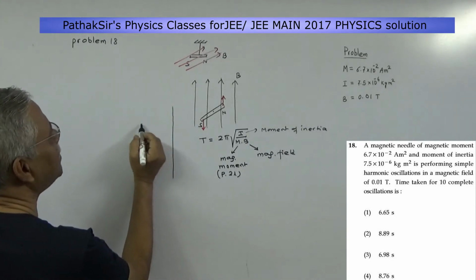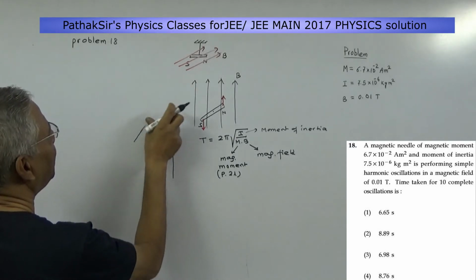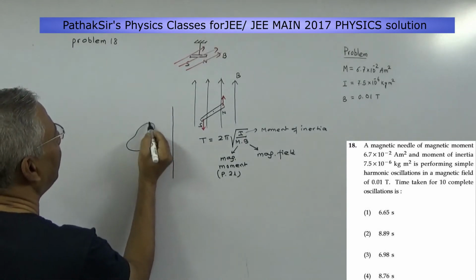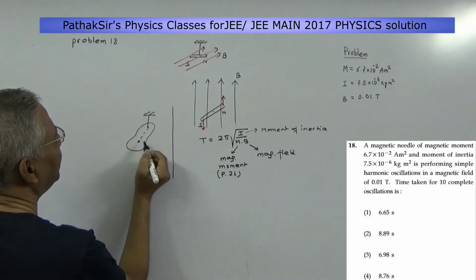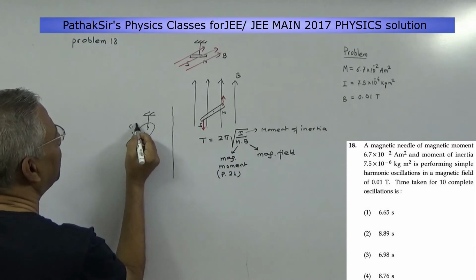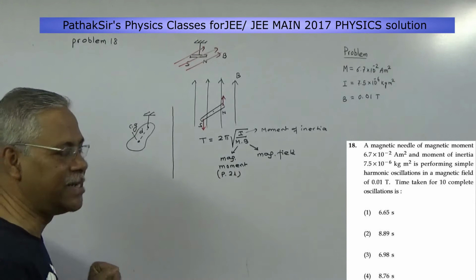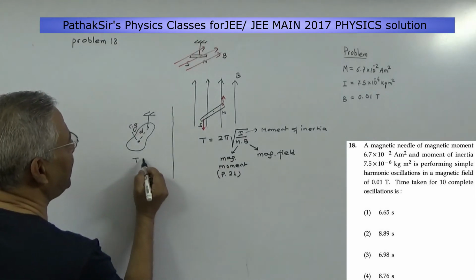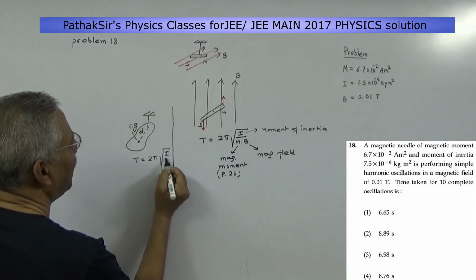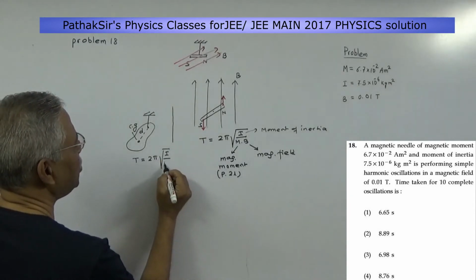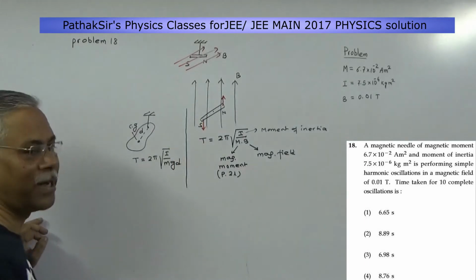One is obviously for a physical pendulum. This is a physical pendulum, this is the center of gravity, and this is the point of suspension. The distance between the two is d, and its time period is T equal to 2 pi root over I by mgd.